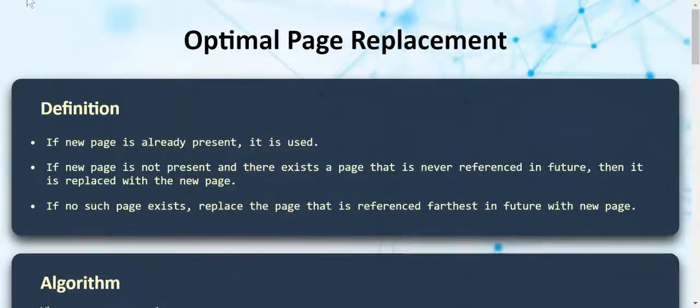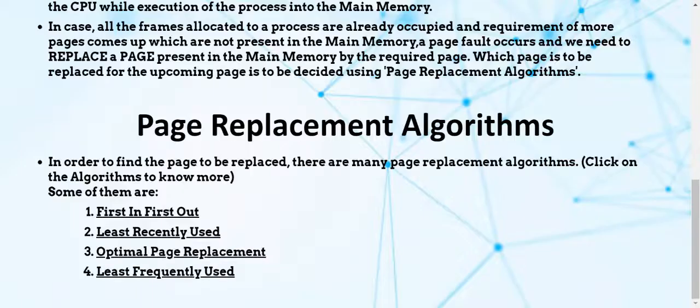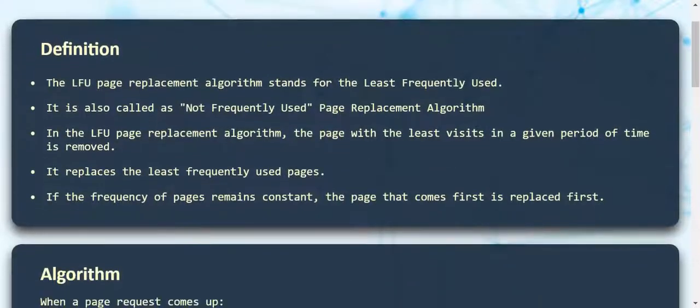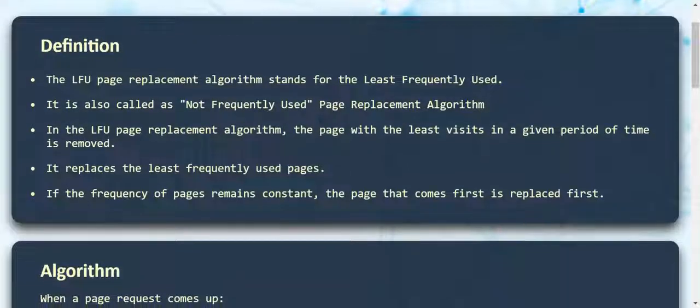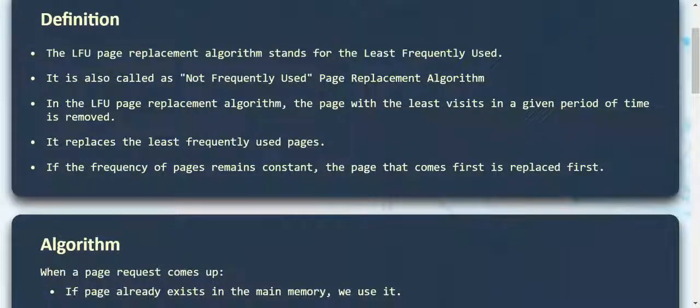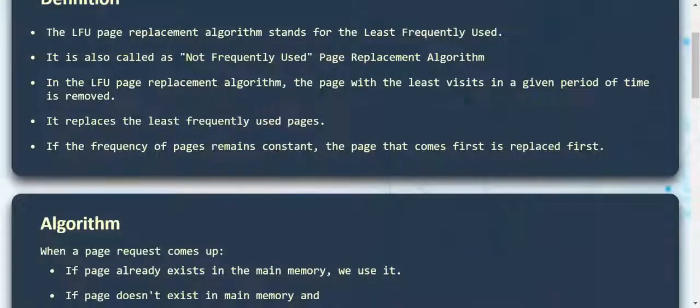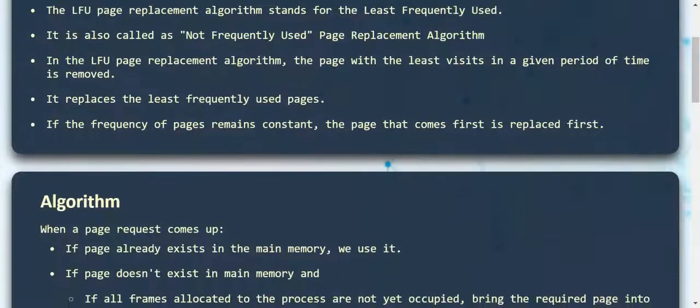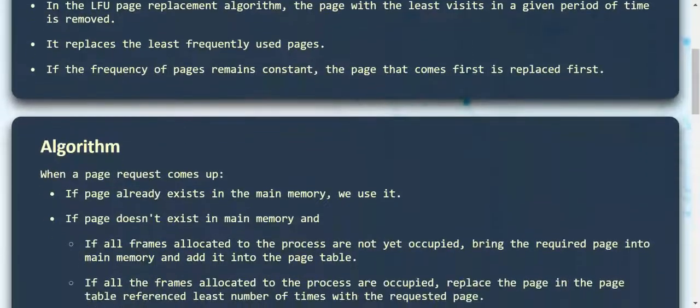Now, let's move on to the next algorithm, which is our last algorithm. That is least frequently used. It is also called non-frequently used page replacement algorithm. In LFU page replacement algorithm, the page with the least visit in the given period of time is removed. It replaces the least frequently used pages. If the frequency of pages remains constant, the page that comes first is replaced first.